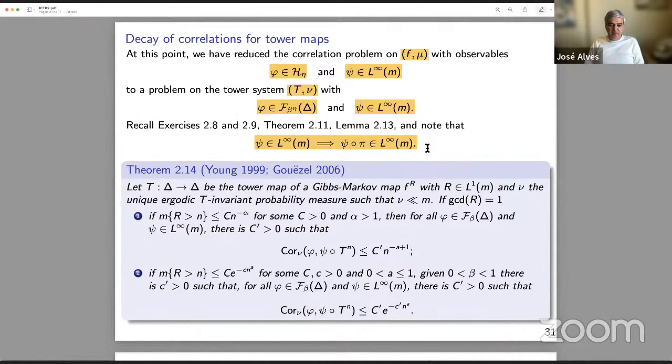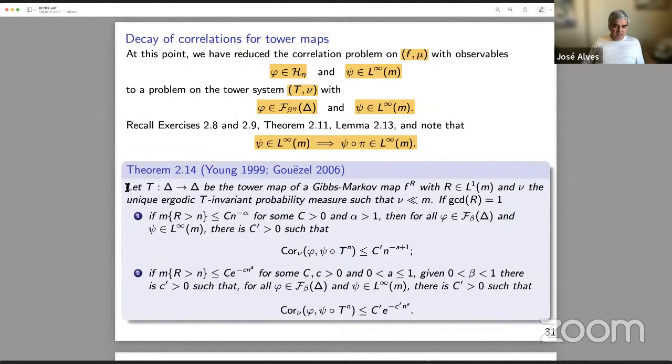So we have this. The problem of the decay of correlations for the original system is transported, according to the exercises I left and the results before, to the tower system. So the question now is: what is the decay of correlation in the tower system? And here are the conditions.